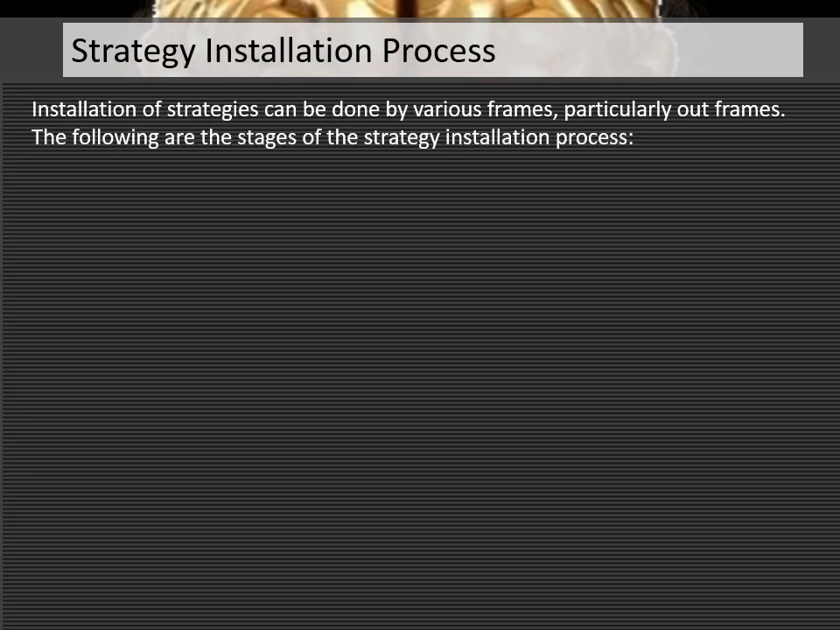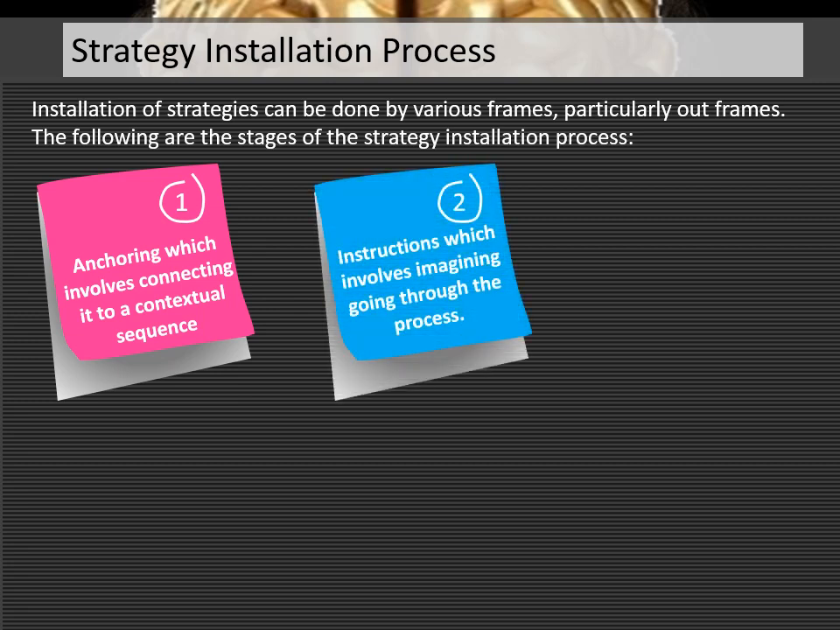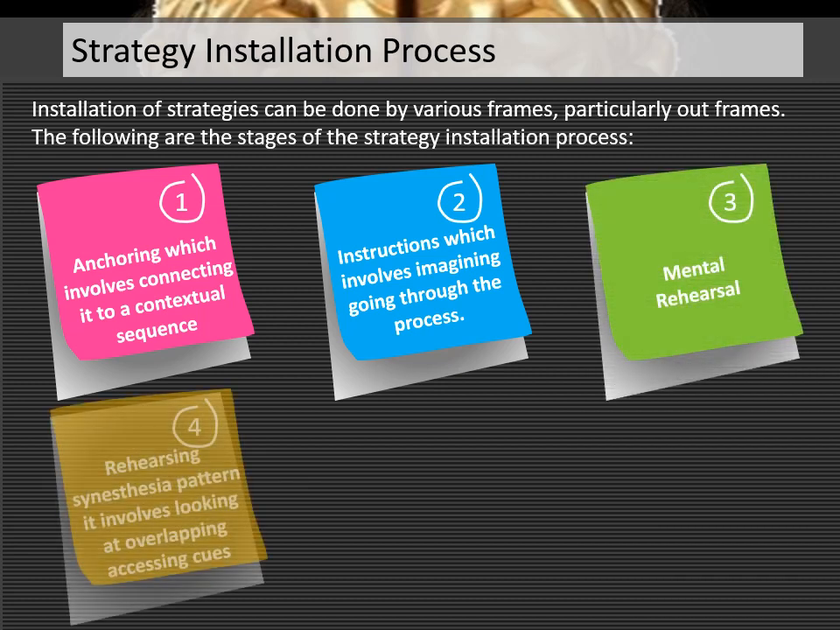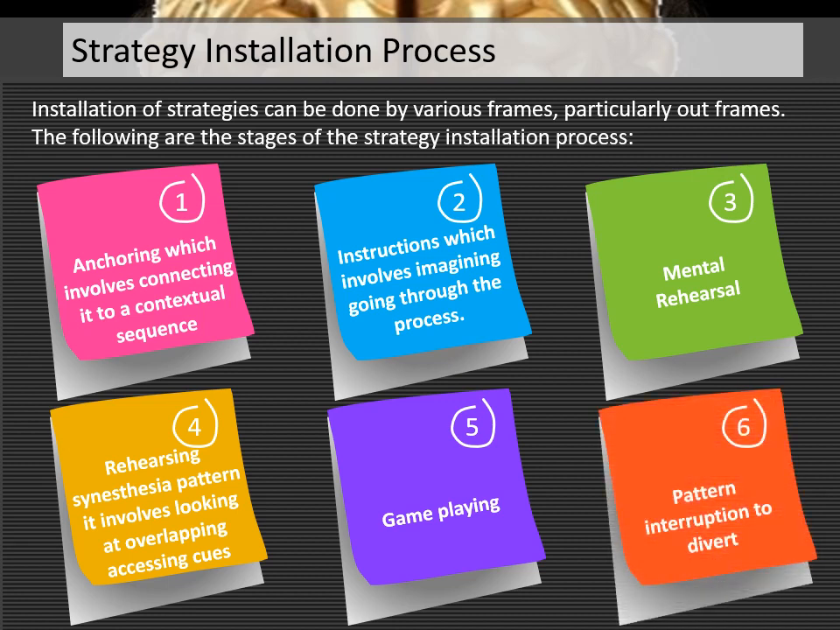Strategy installation process. Installation of strategies can be done by various frames, particularly outcome frames. The following are the stages of the strategy installation process. Number 1, anchoring, which involves connecting it to a contextual sequence. Number 2, instructions, which involves imagining going through the process. Number 3, mental rehearsal. Number 4, rehearsing synesthesia pattern. It involves looking at overlapping accessing cues. Number 5, game playing. Number 6, pattern interruption to divert.